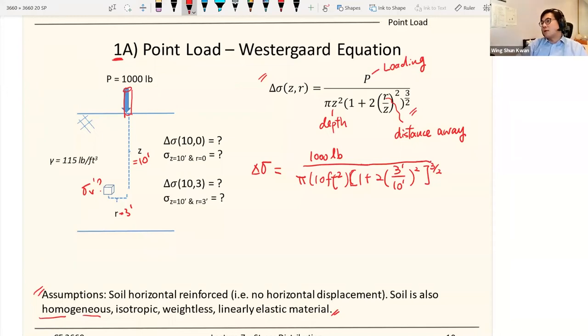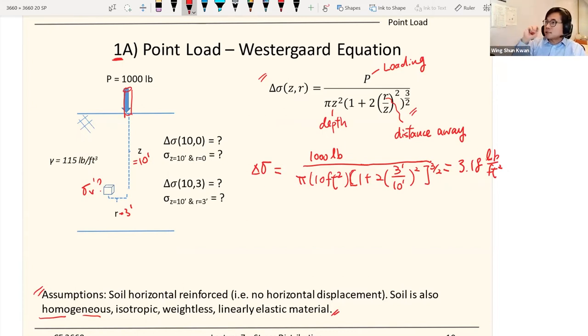So this is the Westergaard equation. If you do the math here, it shouldn't be too bad. And what we got here is 3.18 pounds per square foot. So this is the stress. What it is telling us is when you have 1,000 pounds above the ground, when you are 10 feet down and 3 feet away, we are just feeling about 3 pounds. So that is the distributed stress from the point load.